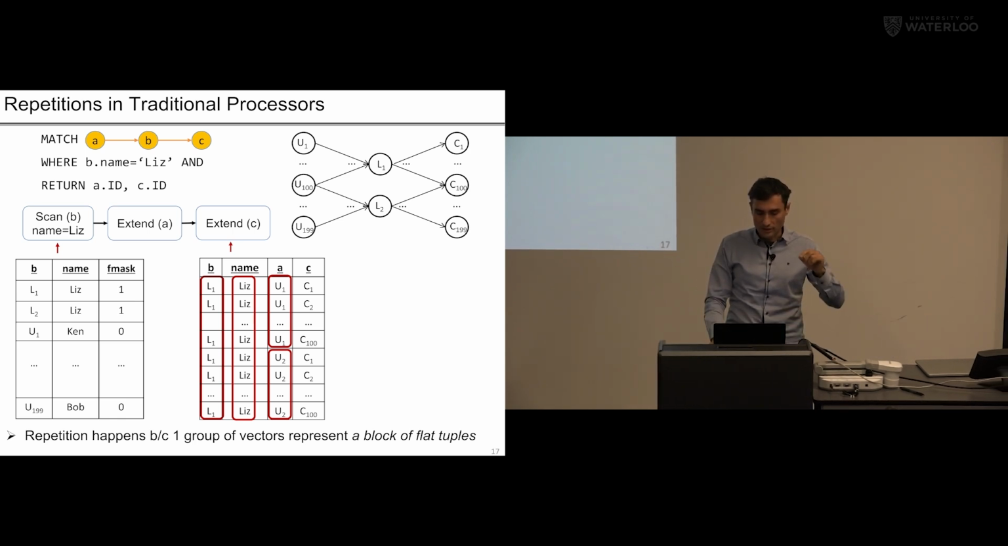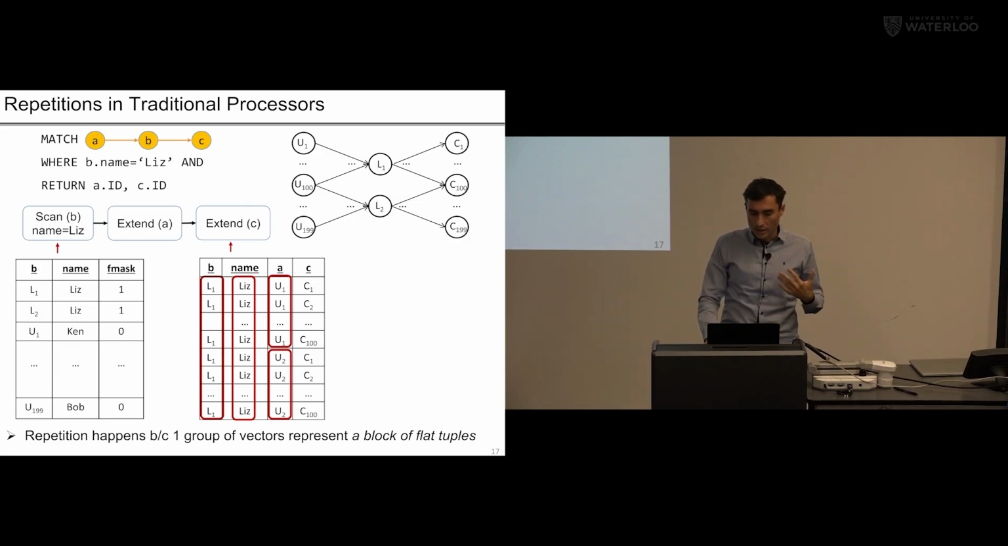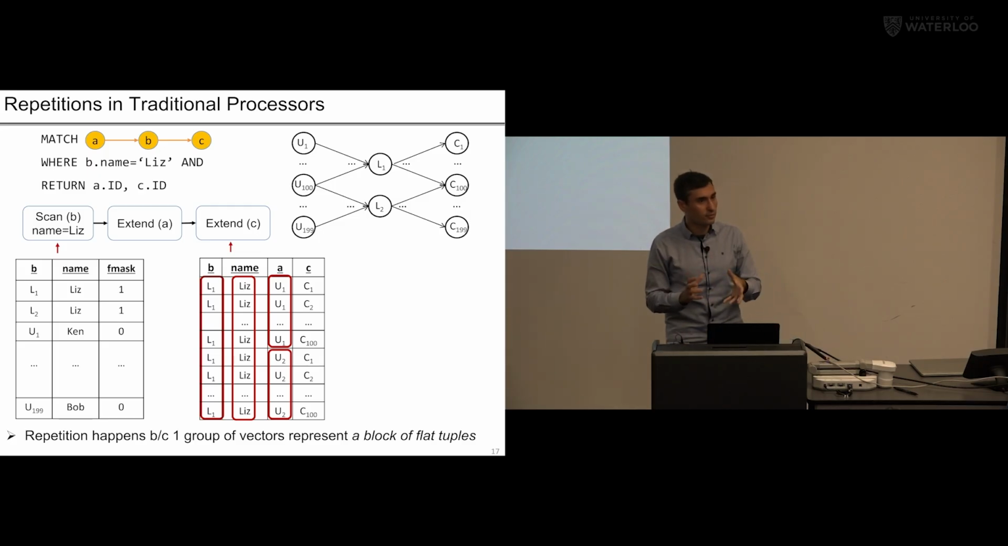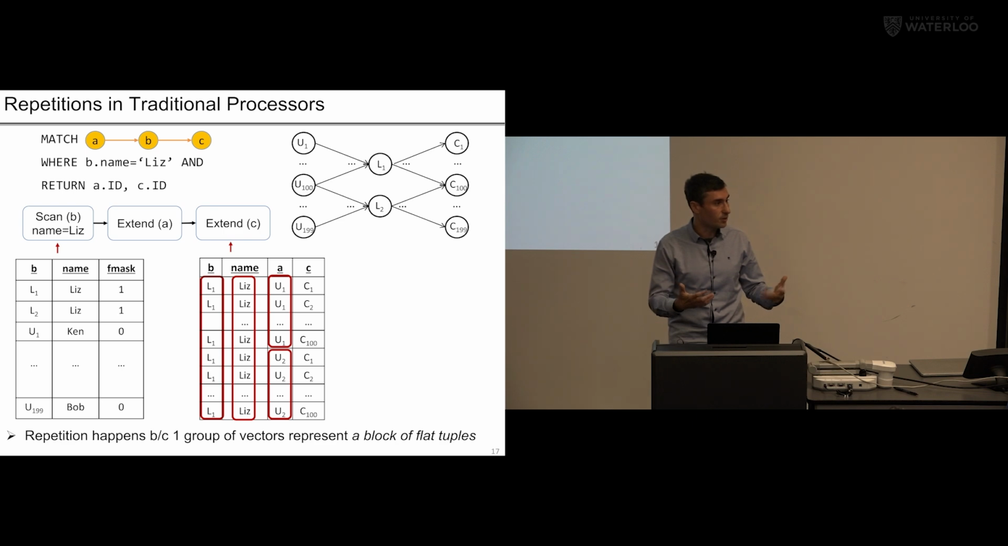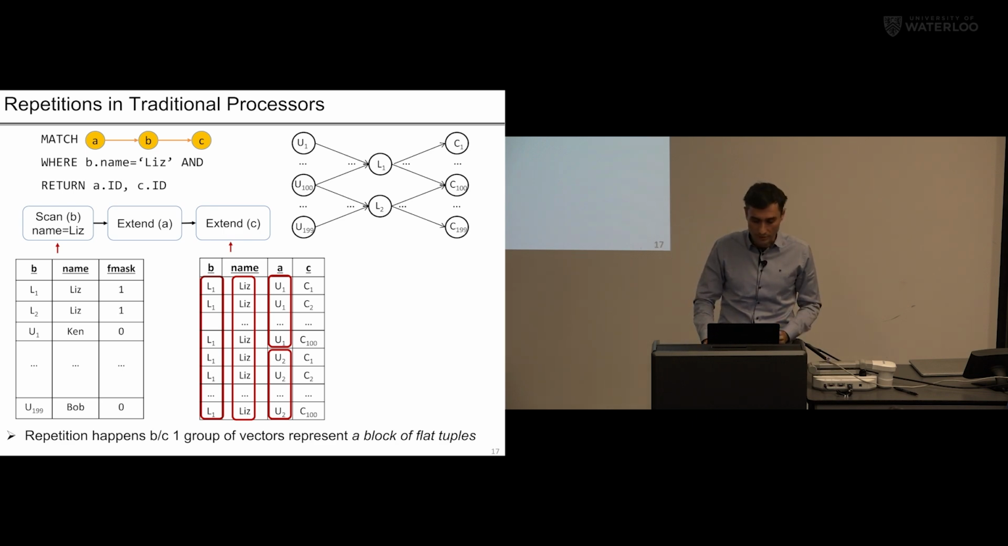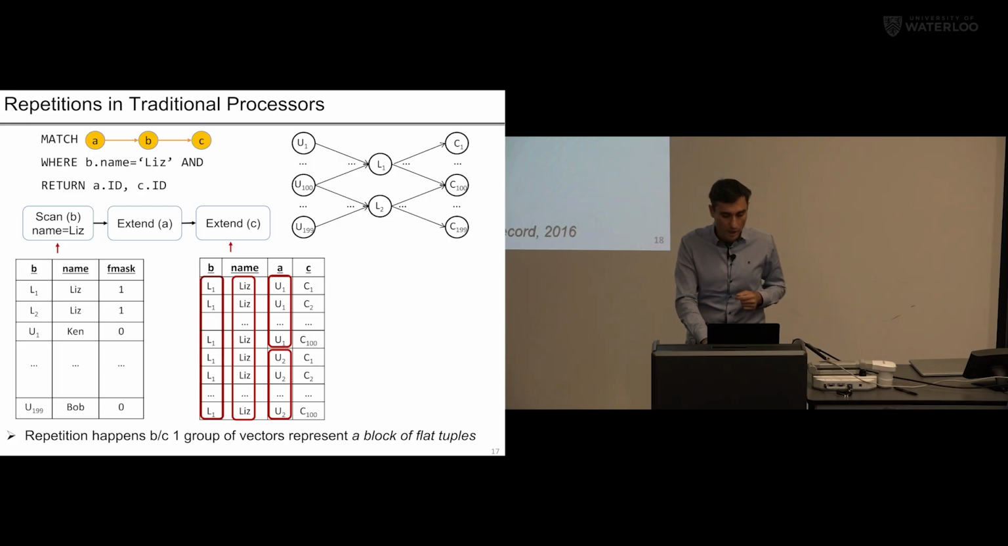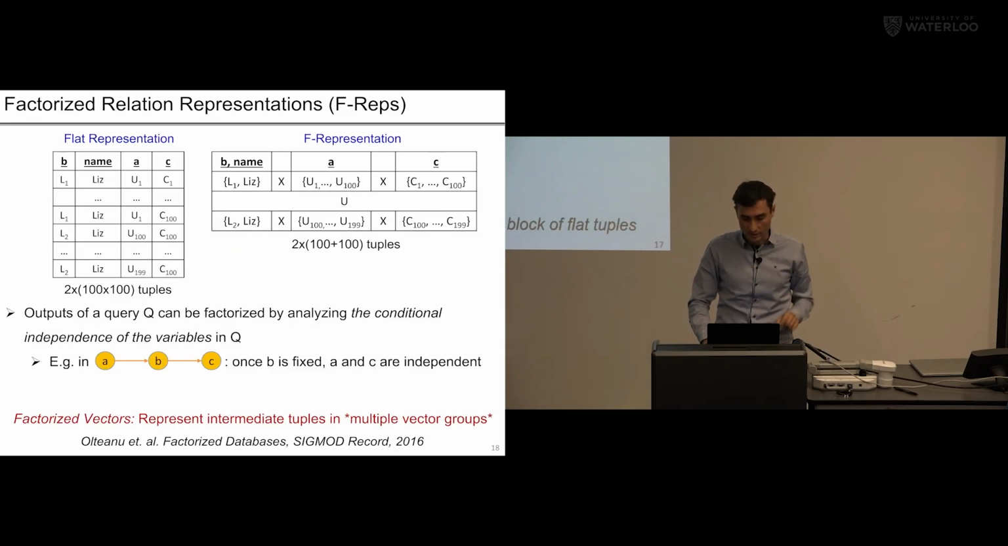So by the time you have extended these Liz's accounts to your incoming neighbors and your outgoing neighbors, you're kind of destined to end up with an intermediate result that looks like this, where there's tons of repetitions. There's going to be L1, for example, that's repeated many, many times, and Liz is repeated many, many times, and so on and so forth. And the reason this happens is that, in the nature of the data, it's kind of fundamental that each Liz account has 100 incoming neighbors and 100 outgoing neighbors. So you're going to produce 10,000 tuples, and the Liz value will be repeated in the intermediate results. All right? So this repetition happens because there's one group of vectors, and they're represented in this flat format.